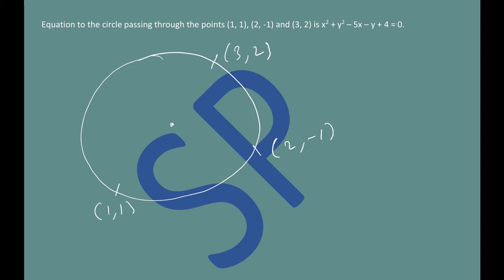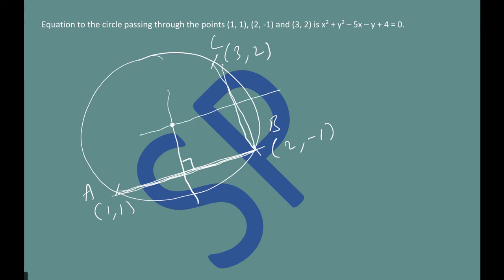Now to find the center of the circle, I go for the perpendicular bisectors of these chords. If I call these points A, B, C, I go for perpendicular bisector of AB. We know that it always passes through the center, and perpendicular bisector of BC, that also passes through the center. Once we have these two line equations, we simply solve them for the point of intersection, which gives us the center of the circle. Okay, so let's go for perpendicular bisectors of AB and BC first.